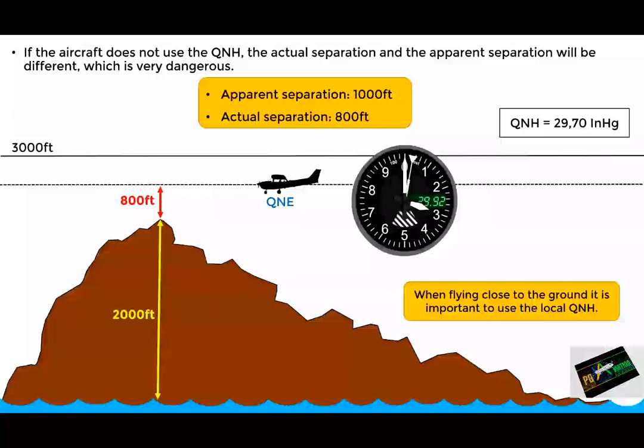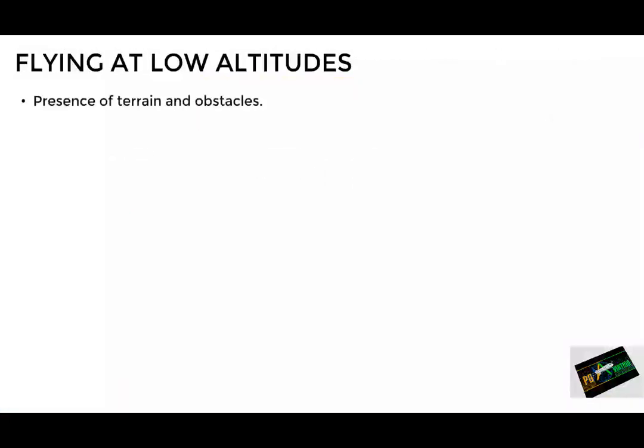Now that we know the requirements that we need to comply with in order to have an adequate separation with other aircraft and terrain, let's evaluate two different cases. The first one is an aircraft flying at low altitudes. In this case, at low altitudes there will be obstacles and terrain, as well as other nearby aircraft flying. Now, as previously mentioned, in order to have an adequate separation with terrain, the altimeter must be set with the local QNH.